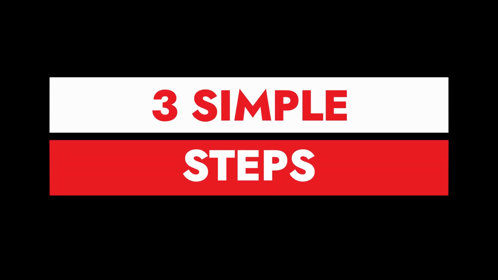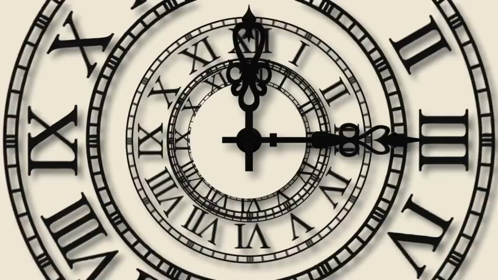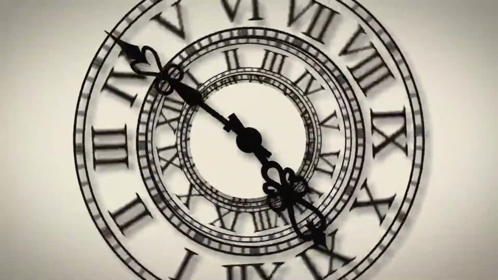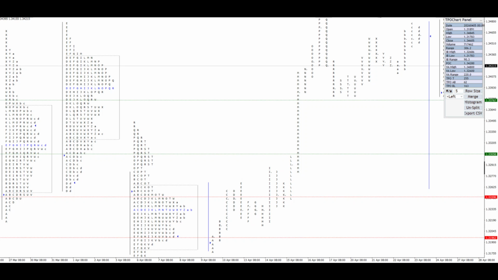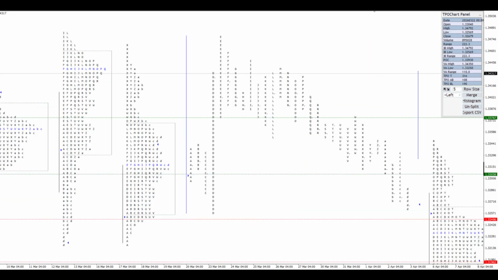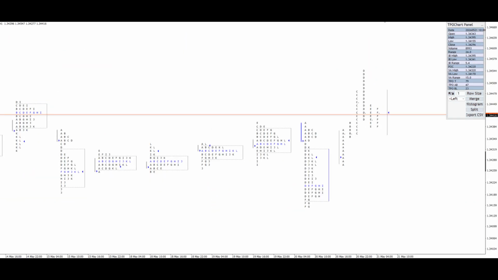I'm going to show you how to read the map in 3 simple steps. This isn't theory. I trade cable almost every day using this on a clean market profile tool custom built for MT4. So if you want to stop guessing and start seeing what the institutions are actually doing, stay with me.